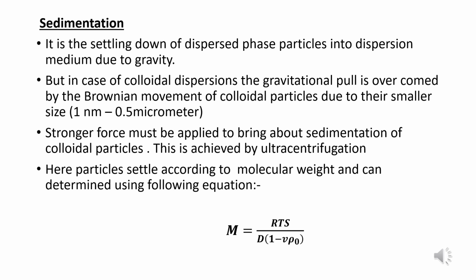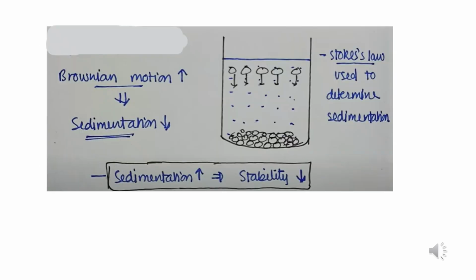Here R is the gas constant, T is the absolute temperature, S is the sedimentation constant, that is the rate of settling. D is the diffusion coefficient, V is the partial specific volume of particles, and rho 0 is the density of the dispersion medium. In this slide, the image shows that when Brownian motion increases, sedimentation decreases. That means when particles are very small in size, the random thermal motion, the Brownian motion, keeps them suspended, and that resists gravity.